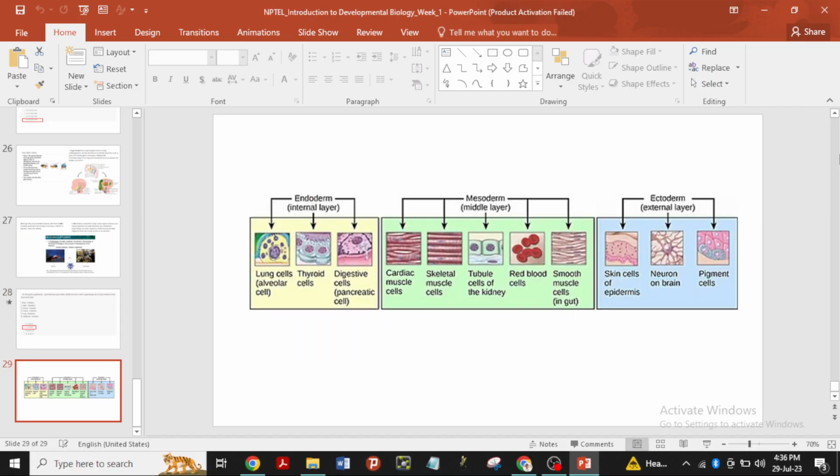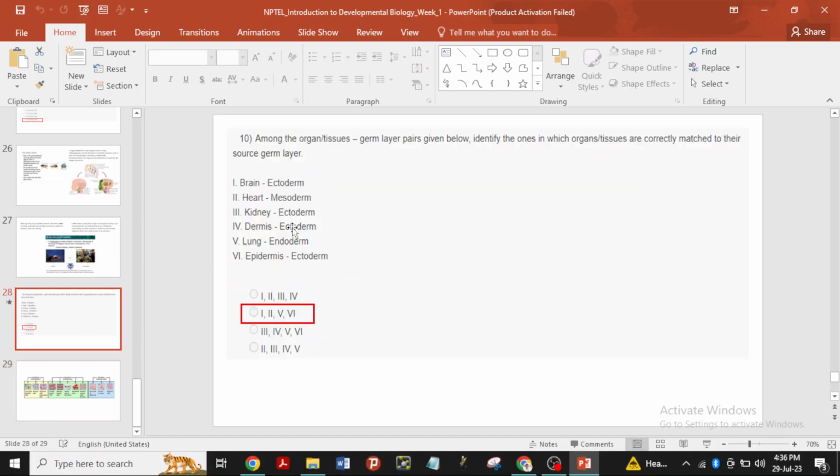So the correct answer would be brain ectoderm, heart mesoderm, lung from the endoderm, and epidermis ectoderm. I hope it's clear to the students.